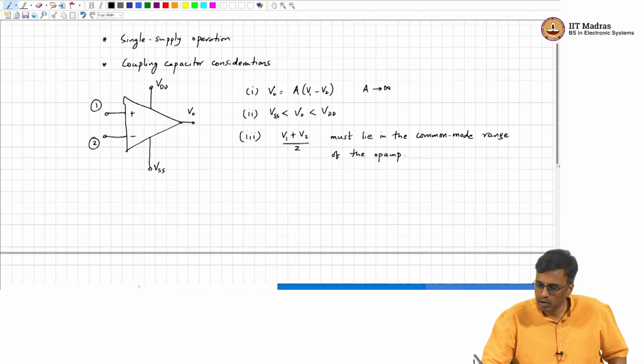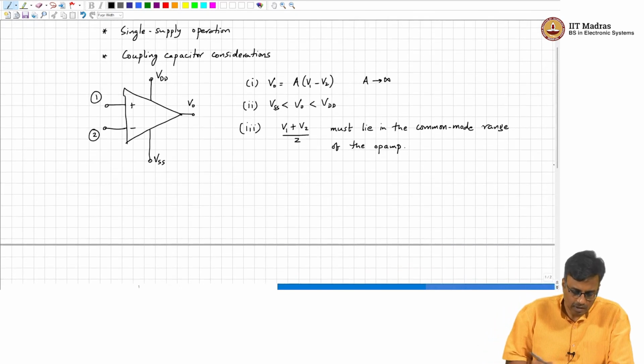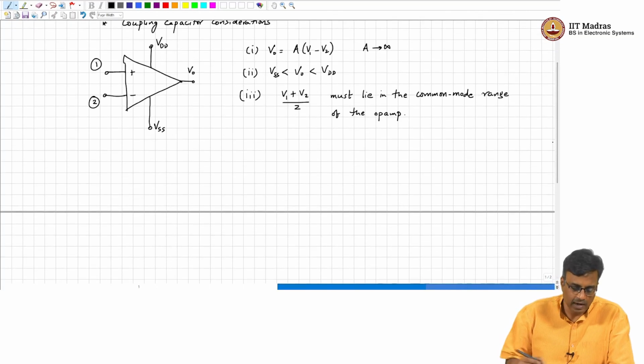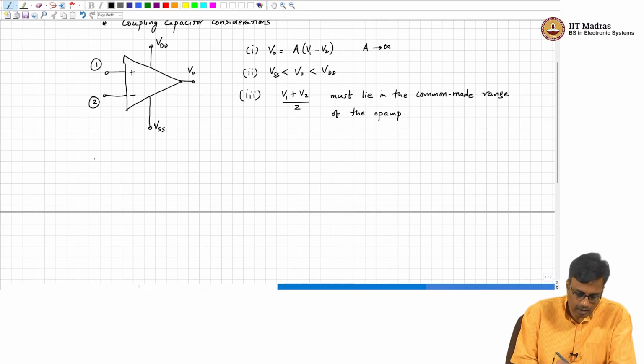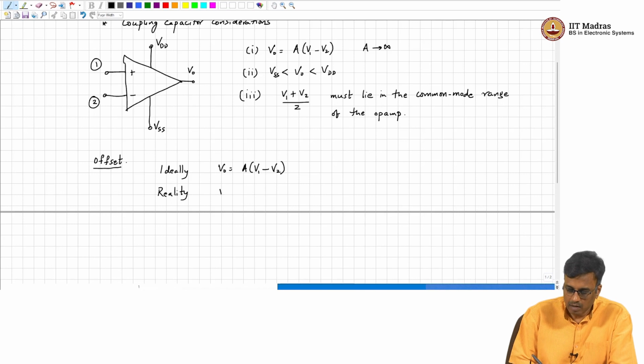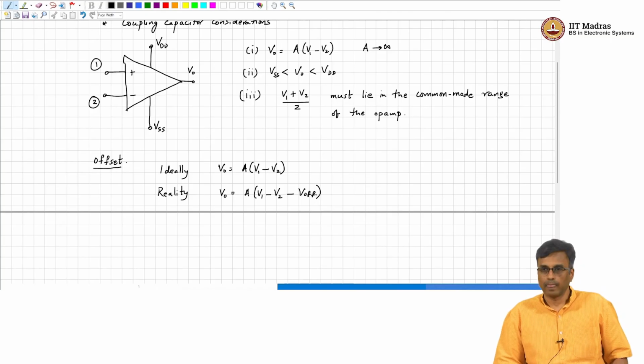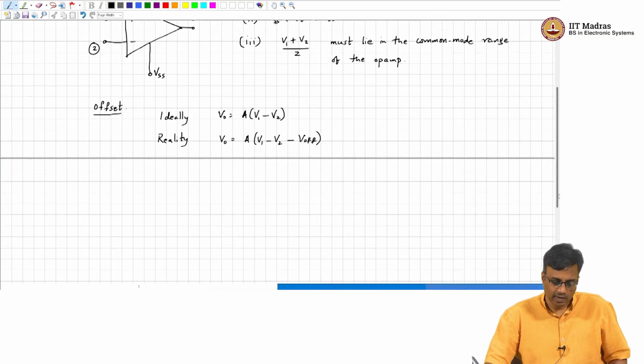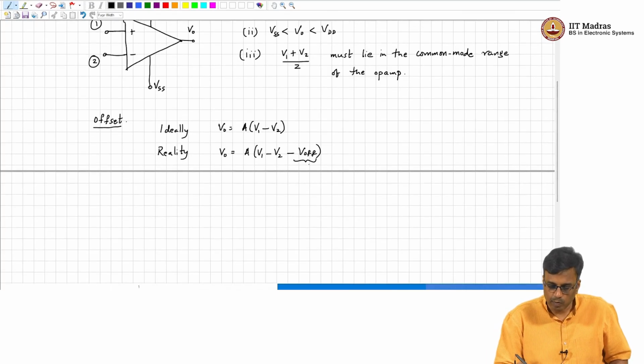Now, we will add more non-idealities today. One non-ideality is called offset. Ideally VO is A times (V1 minus V2). In reality, VO is going to be A times (V1 minus V2) minus some offset voltage V off. So this is what is called the offset voltage.